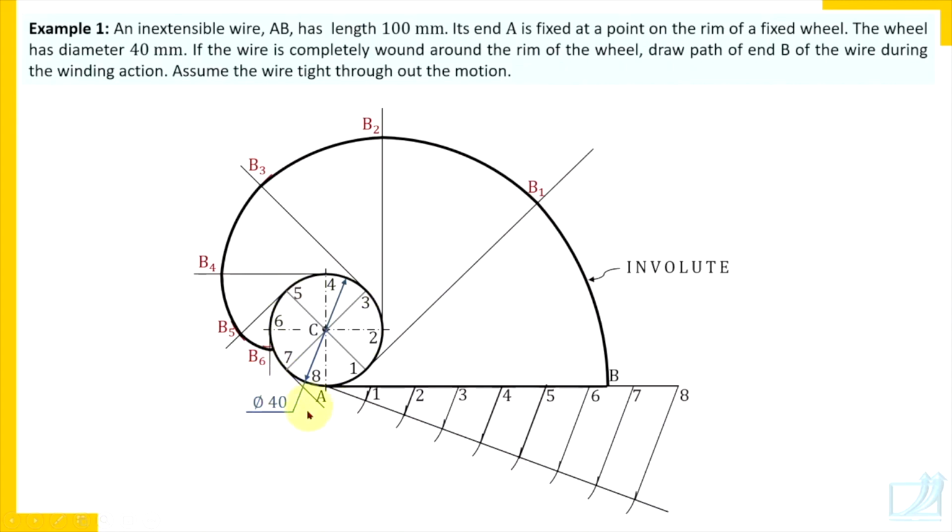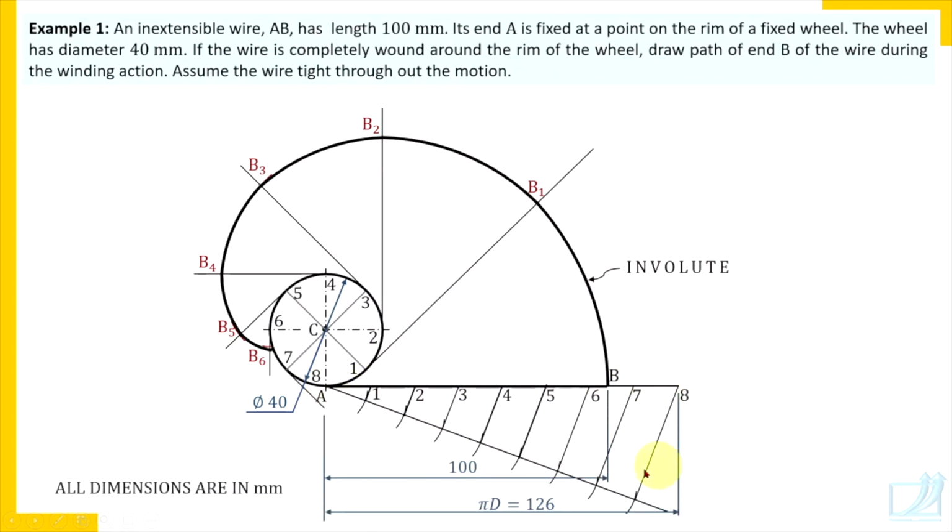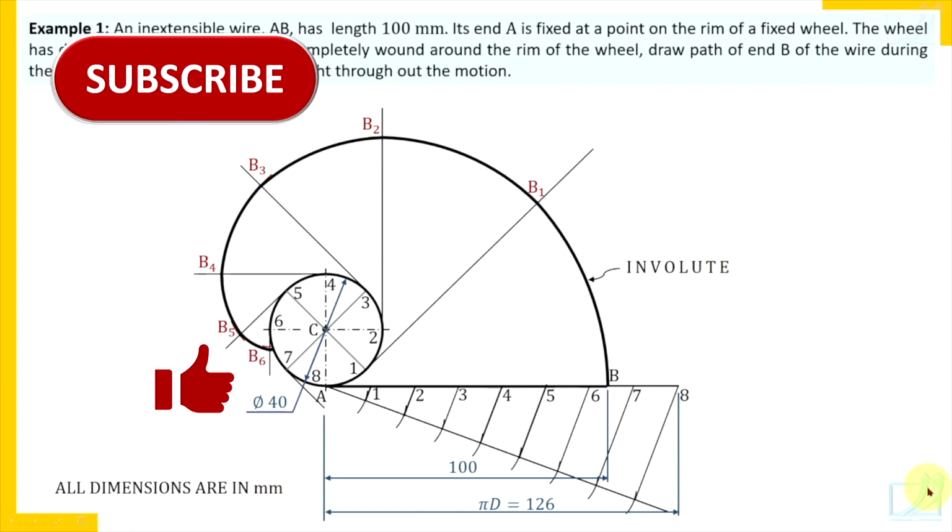When it is a full circle, you should mention diameter and not radius. Then length pi d, and also the given length of line AB. You should insert those dimensions. All dimensions are in millimeter, you must write. So this is how your drawing will appear in your drawing paper.